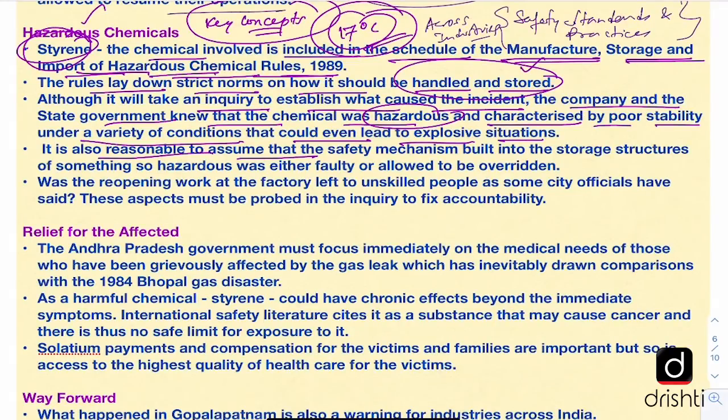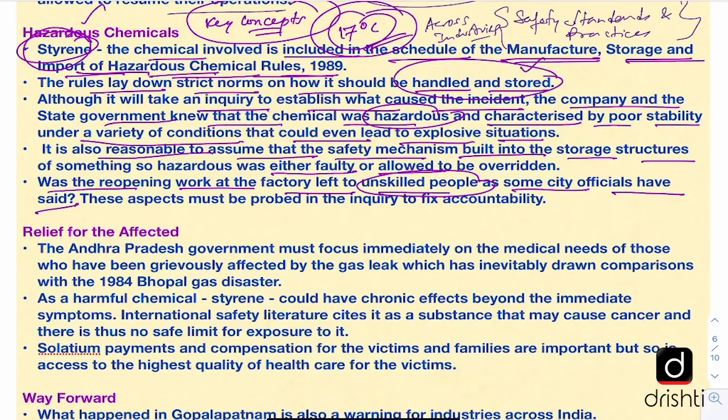Editorial says that it is also reasonable to assume that the safety mechanism built into the storage structures for storing such hazardous chemical was either faulty or allowed to be overridden. Now, whatever was the cause, this needs to be found out through a proper inquiry and accountability needs to be fixed. Also, it is important to know, was the reopening work at the factory left to unskilled people, as some city officials have doubted?